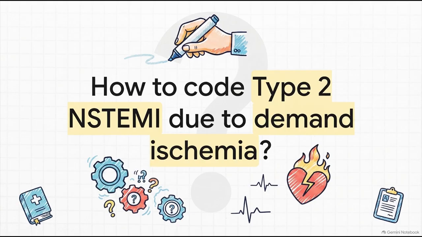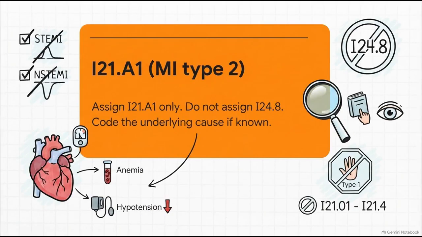Your provider documents a type 2 NSTEMI due to demand ischemia. How exactly should you code this? Take a quick second to think about your type 2 guidelines. The answer is right there in code I21.A1 for myocardial infarction type 2. And you really need to pay attention to the strict instruction here regarding demand ischemia. You absolutely do not assign code I24.8 when a type 2 MI is present.